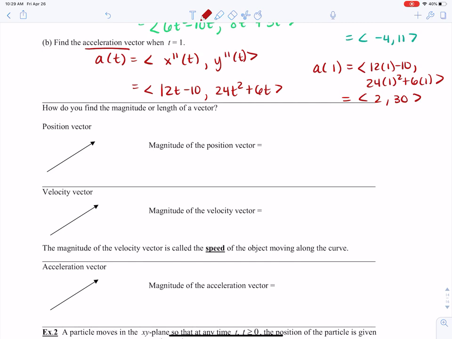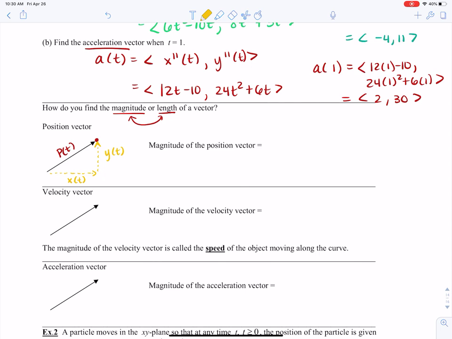Now, this word magnitude is the same thing as length. Those are equivalent expressions. When we talk about the position of a particle at a certain point, it has two components. It is composed of an x length and a y length.